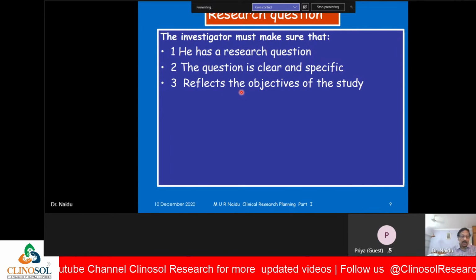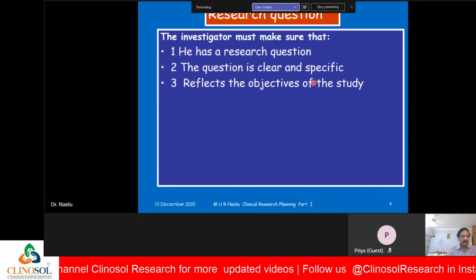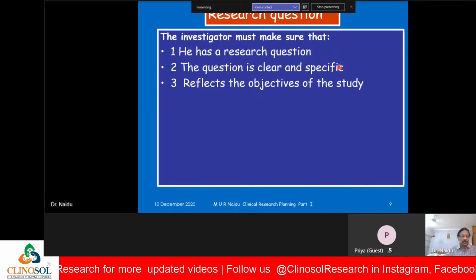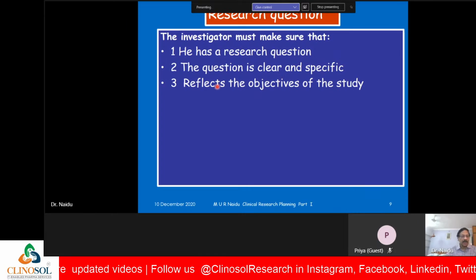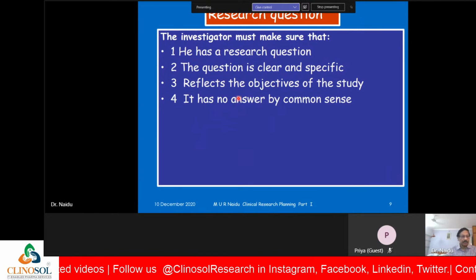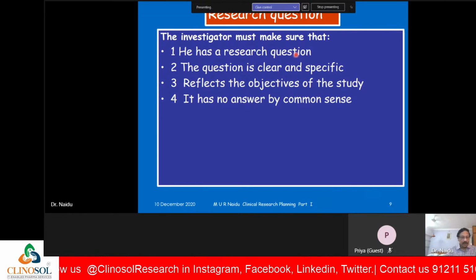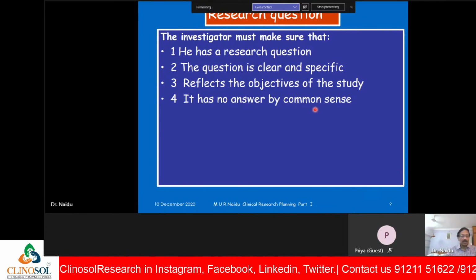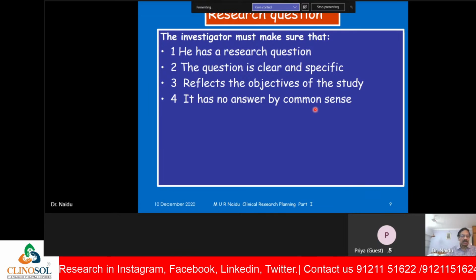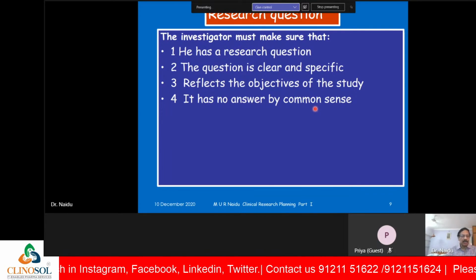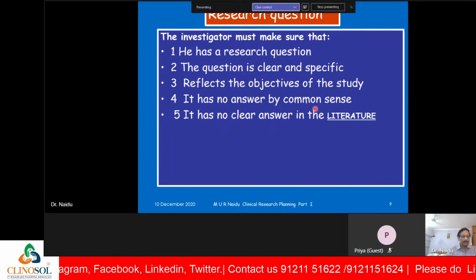Then that should reflect in the objective of the study. You are actually writing an objective of the study, so this particular specific thing which you are telling must reflect in your objective. It should have no answer by common sense. Whatever you are planning, by common sense we cannot get the result. So that is also a very important thing you have to think about.